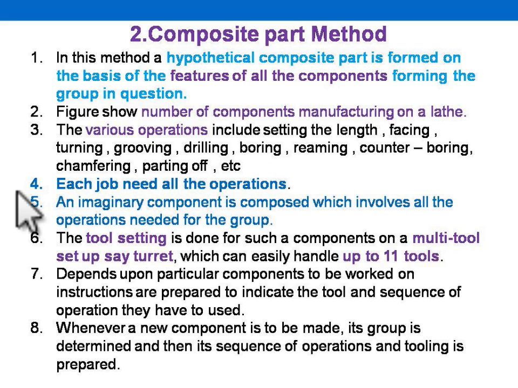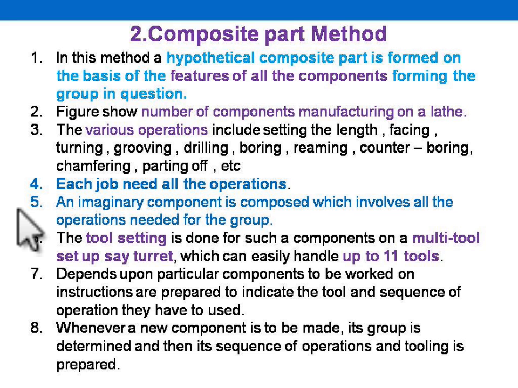So each job needs all the operations. An imaginary component is composed which involves all the operations needed for the group. The tool setting is done for such a component on a multi-tool setup or turret, which can handle up to 11 tools. Now we are setting the tooling for that composite part. Depending on the particular components to be worked on, instructions are prepared to indicate the tools and the sequence of operations to be used.